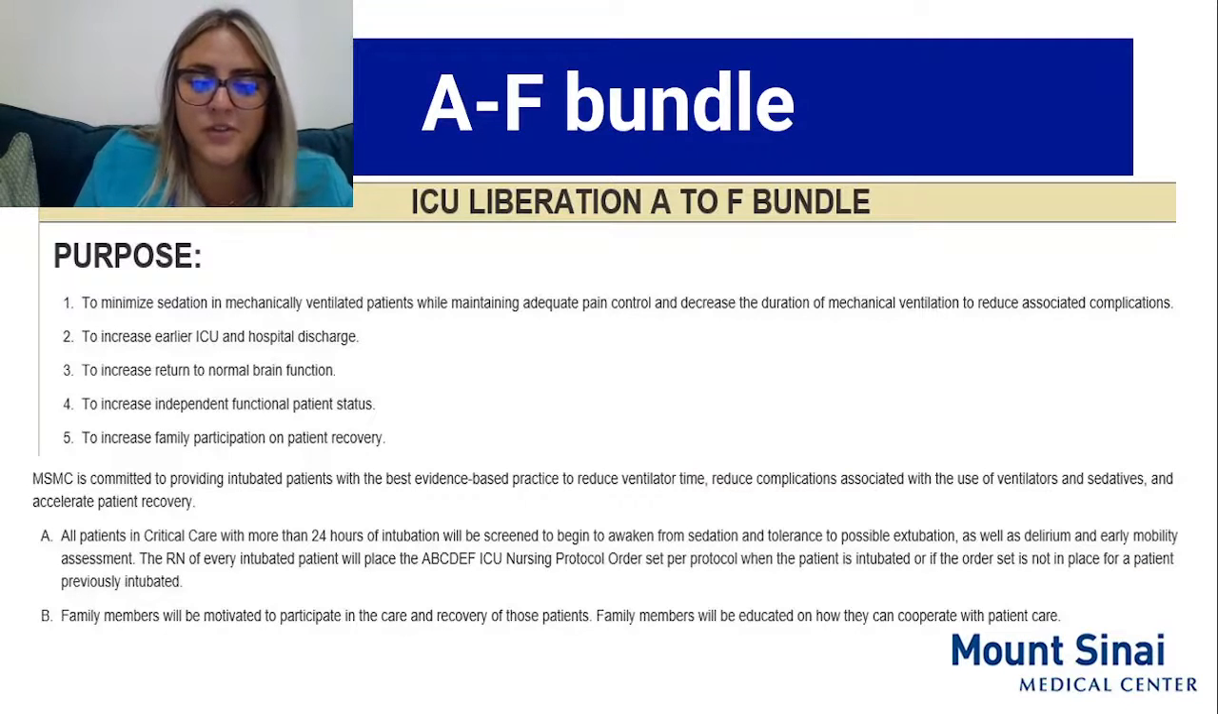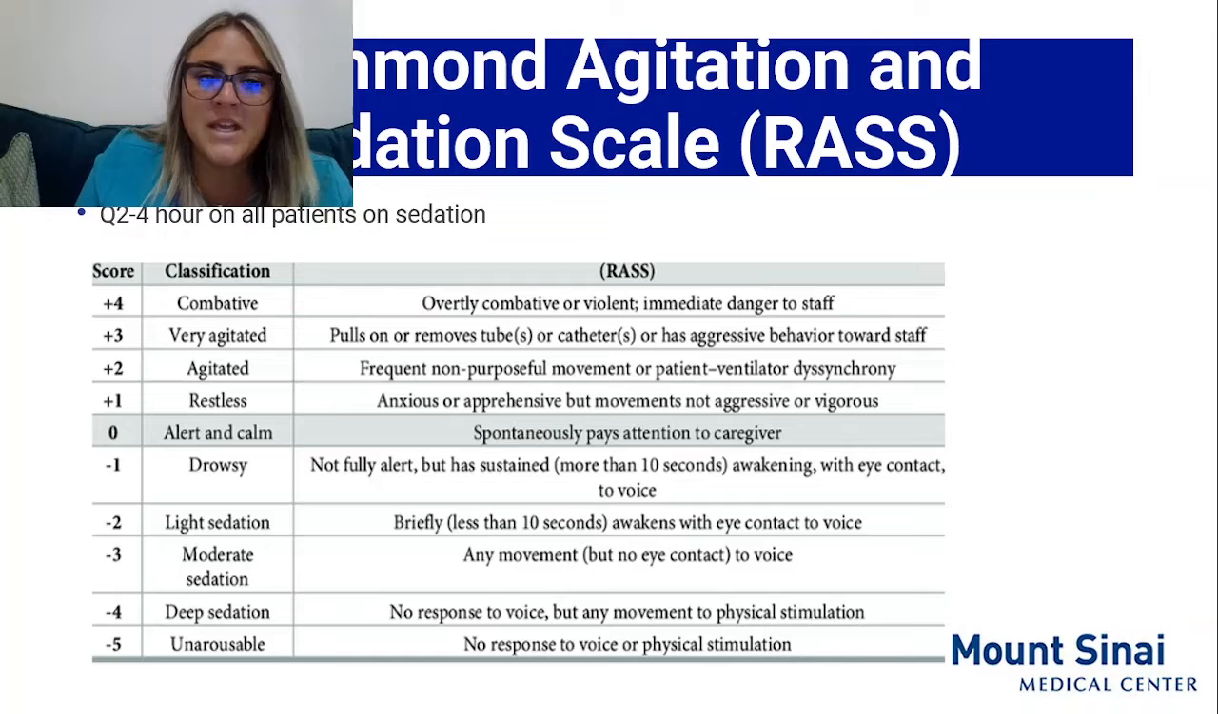Mount Sinai's protocol for spontaneous awakening trials begins 24 hours after intubation, and they start with the A to F bundle. This is an assessment of the patient's pain, agitation, sedation, delirium, immobility, and sleep disruption. This is their Richmond Agitation and Sedation Scale, and it's performed every 2 to 4 hours on all patients with sedation.